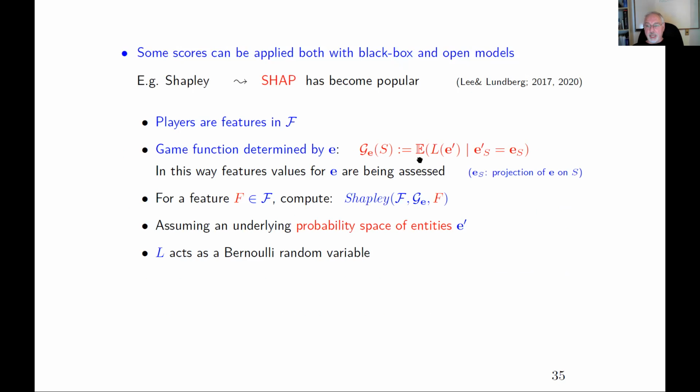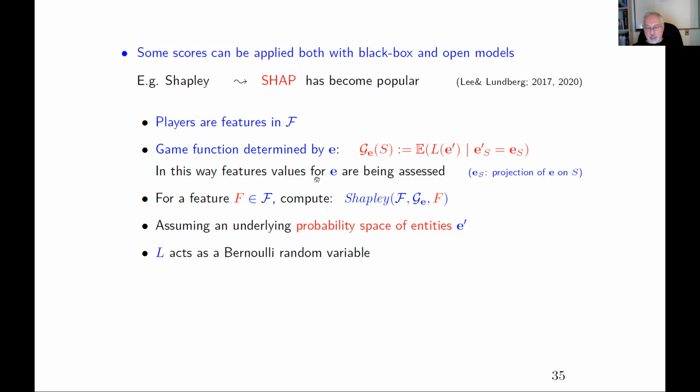So what do we do? We take an expectation of all the possible values for the label when the label is applied to different entities in our population, with the only restriction that when we have a set of features S, the values for these entities coincide with the values for the entity at hand for the same set of features. So this is the projection of the original entity on this set of features. And then all these entities have to have the same values for this set of features, but the other values for the other features can vary within their domains.